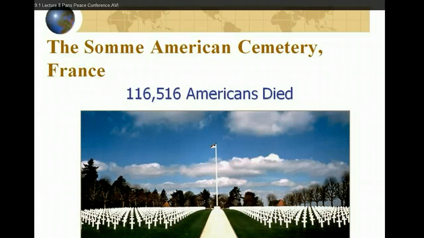116,516 Americans died here, and this is an American cemetery in France. You see all the crosses lined up there. Some students said they had a problem seeing this picture, so I tried to zoom in when I re-recorded this. And so this is a cemetery there. So we do have a loss of life, but kind of a drop in the bucket compared to some of our other nations, especially Russia.